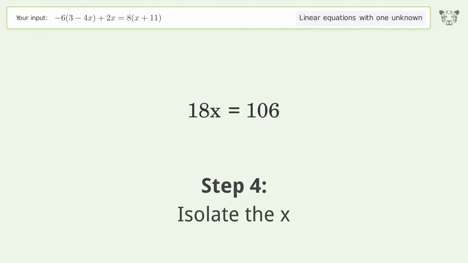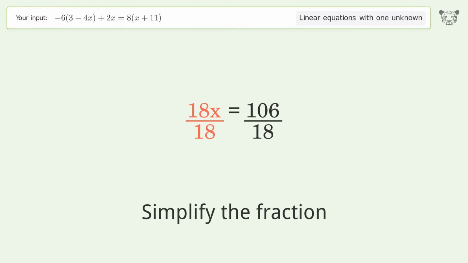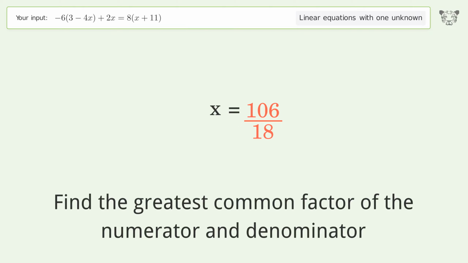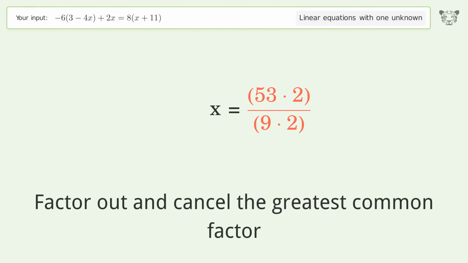Isolate the x. Divide both sides by 18. Simplify the fraction. Find the greatest common factor of the numerator and denominator. Factor out and cancel the greatest common factor.